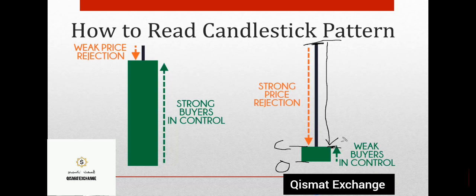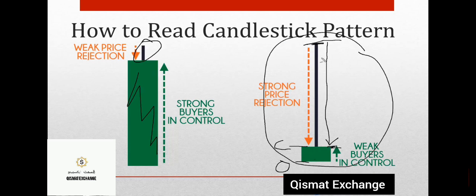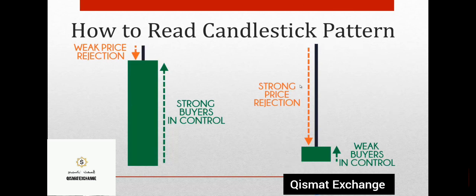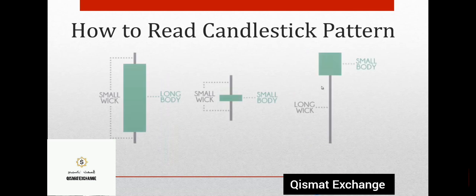I also want you to pay attention to these three things. Number one is the body. Number two is the wick. And number three is the body relative to the wick, the size of the body relative to the wick. Usually, if the wick is much longer than the body, it's a sign of price rejection. So this is how you read candlestick patterns. Just three components: the body, the wick, and the body relative to the wick.